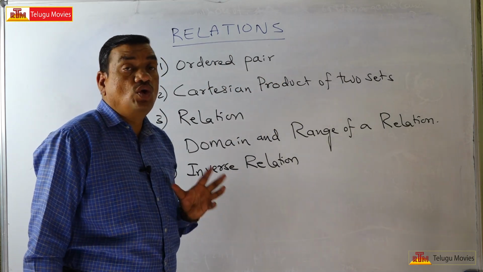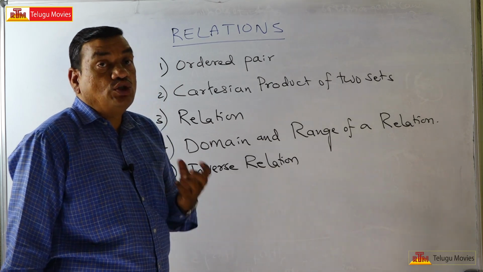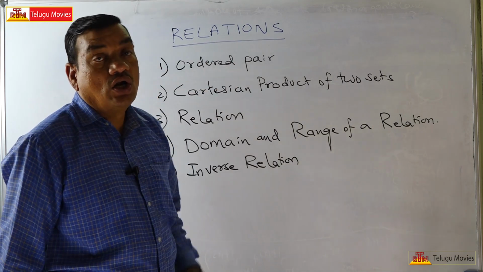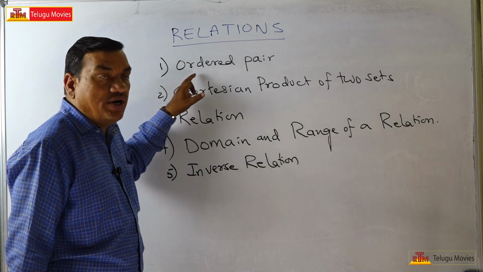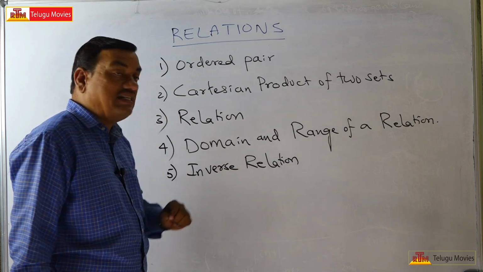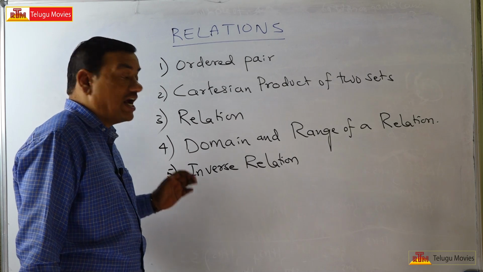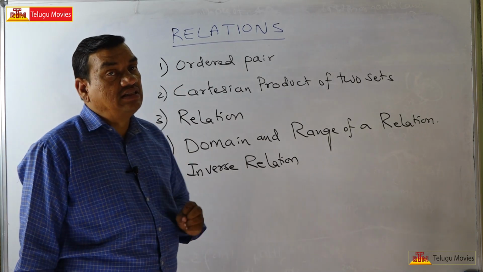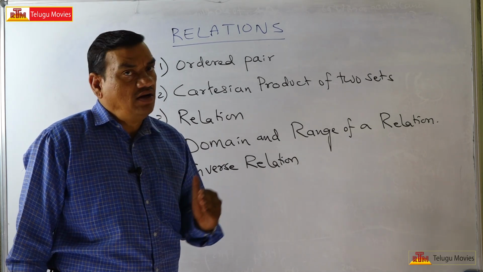If you want to know all the concepts of functions, you should be strong enough in the chapter relations. Now in today's class, I am going to explain ordered pair, Cartesian product of two sets, what is a relation, what is the domain and range of a relation, and what is an inverse relation. So these are the 5 topics that I am going to discuss in this class. Okay, so let us start our class.